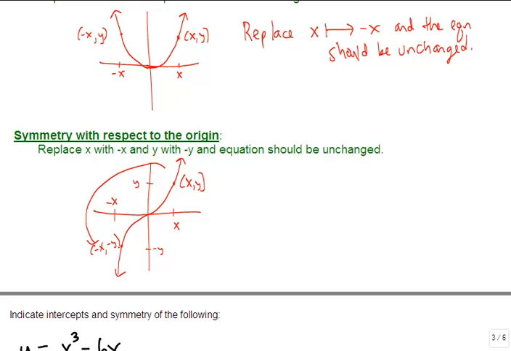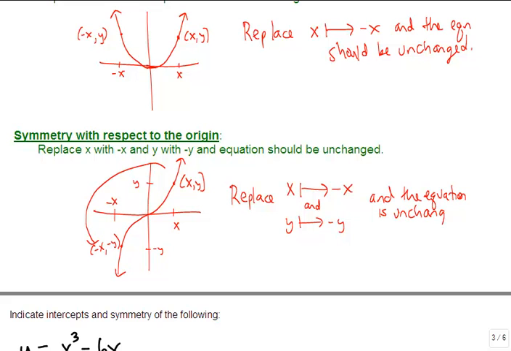And that's how we get our test. If you're going to have symmetry with respect to the origin, then this time you're going to replace both with their opposite. So you're going to replace x with minus x and y with minus y. And if you do that and you get back the original equation, so that the equation is unchanged, then that means you do have symmetry with respect to the origin. And we're going to practice this in just a moment.